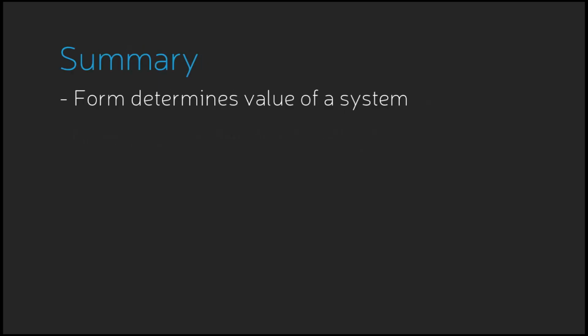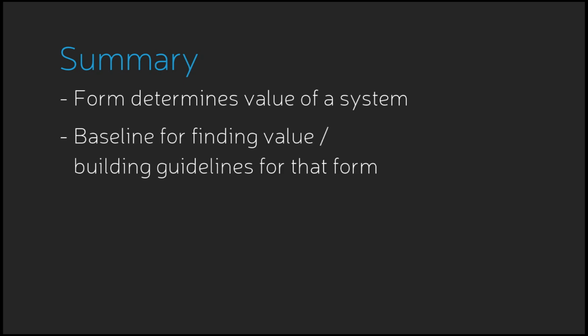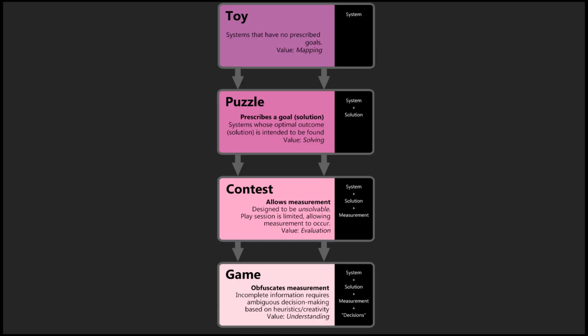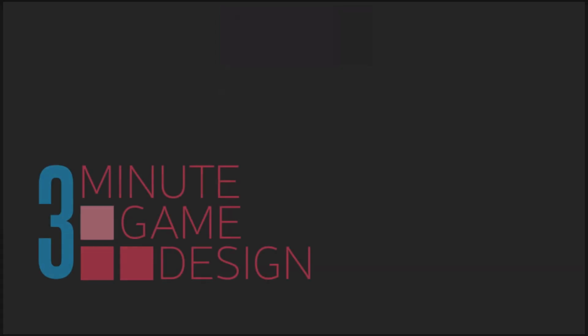The currently active form determines the fundamental value of the system. Once we know what the fundamental form is, this can serve as a baseline for finding value in a system of that form type. Without this taxonomy, we have to rely on guidelines for what makes a good RTS or what makes a good roguelike. This explains why we've been so reliant on these genre scaffoldings for so long. Knowing about these low-level forms, on the other hand, enables us to start developing guidelines for all kinds of systems, no matter how new and novel they are.